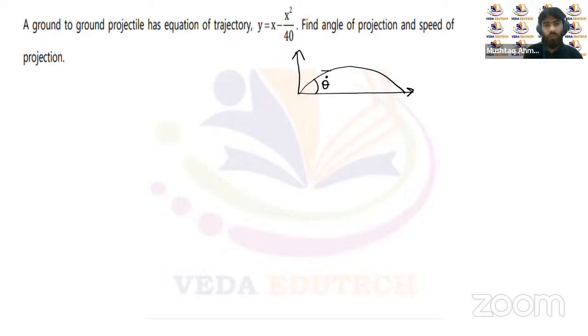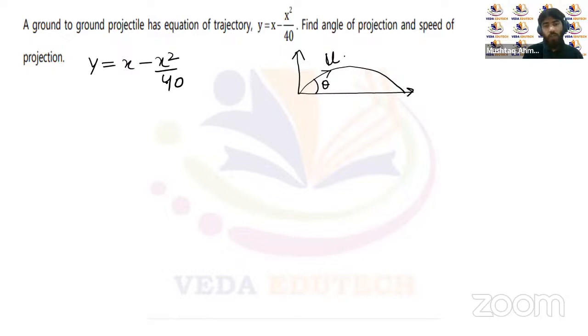Let's suppose it was projected with some initial velocity u here. For this ground to ground projectile, the equation of trajectory is given as y equals x minus x square upon 40. Find the angle of projection and the speed of projection. We have to find the angle at which it has been projected and the speed with which it has been projected.